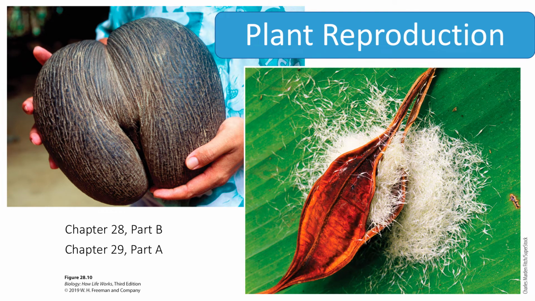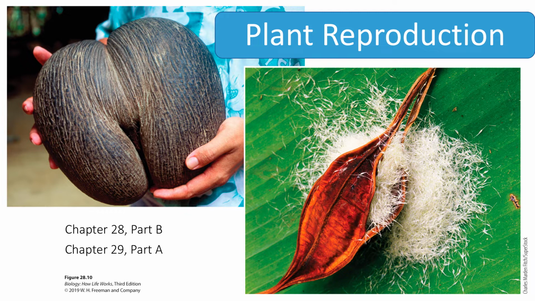Hi everyone. In this lecture we're going to focus on the reproduction of angiosperms or flowering plants. On this slide we have an illustration of just how wide the variety of forms that the seeds of angiosperms can take. In the upper left is the seed from a coco de mer. This is a type of palm tree and it holds the record for the largest seed. The biggest weighed in at about 55 kilograms.